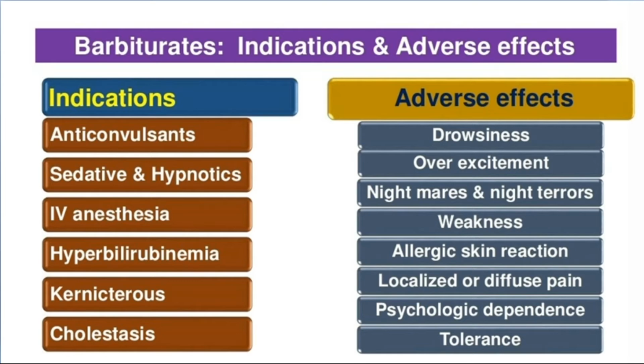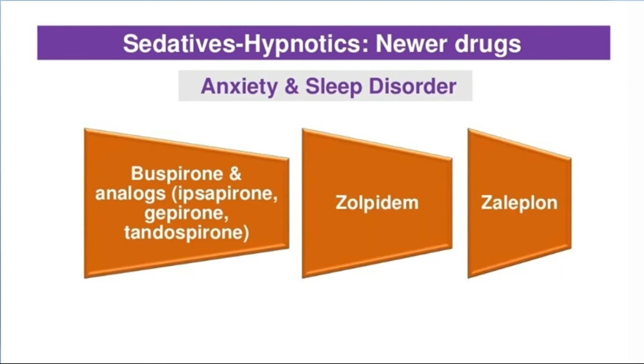Barbiturates, indications and adverse effects. Indications: anticonvulsants, sedative and hypnotics, IV anesthesia, hyperbilirubinemia, kernicterus, cholestasis. Adverse effects: drowsiness, overexcitement, nightmares and night terrors, weakness, allergic skin reaction, localized or diffuse pain, psychological dependence, and finally tolerance.